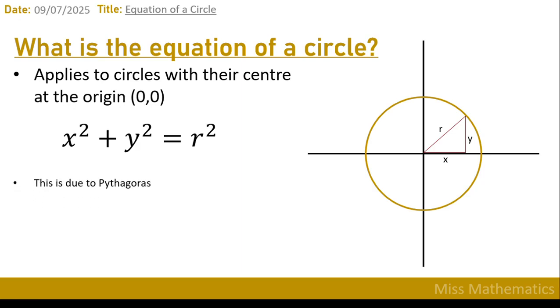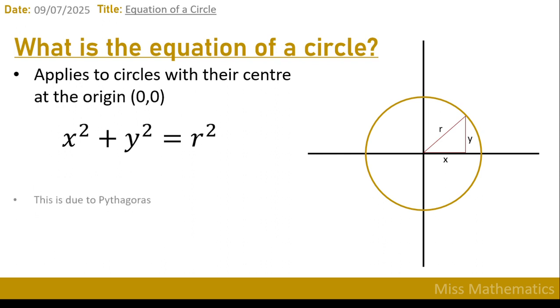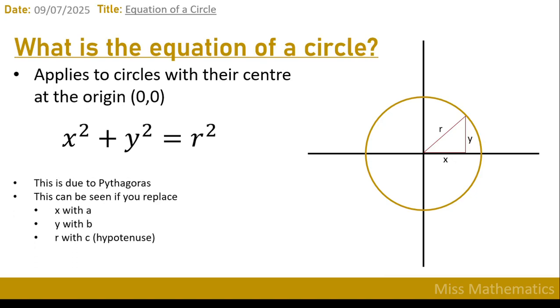This equation works due to Pythagoras. If we labeled x and y with a and b, we would get a squared plus b squared equals c squared, which is Pythagoras. So in the same way, it's x squared plus y squared equals r squared. Remember, r in this case is the radius because it is going from the center of the circle to the circumference.